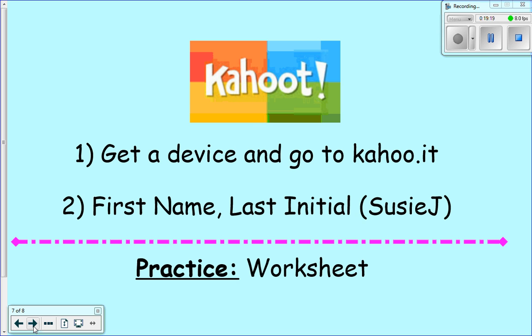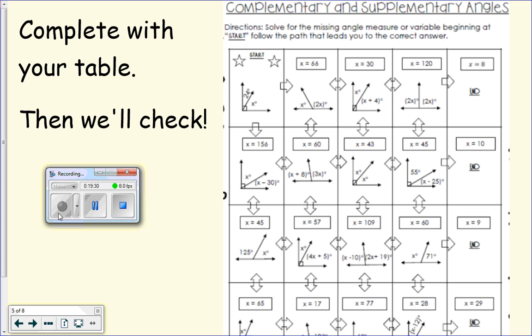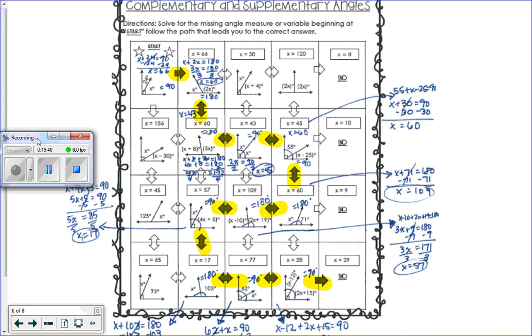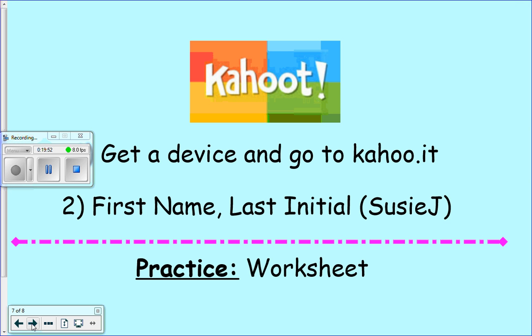Go ahead and get your device. We're going to do a Kahoot. It's going to cover vertical, adjacent, complementary, and supplementary angles. All right. So, with your tape, we'll go ahead and complete the maze, and then we will check. So if you just want to pause the video so you can work on it and you can check your answer. Here's the path you would take to get to the end. And your practice is a worksheet, and then we'll check it tomorrow.